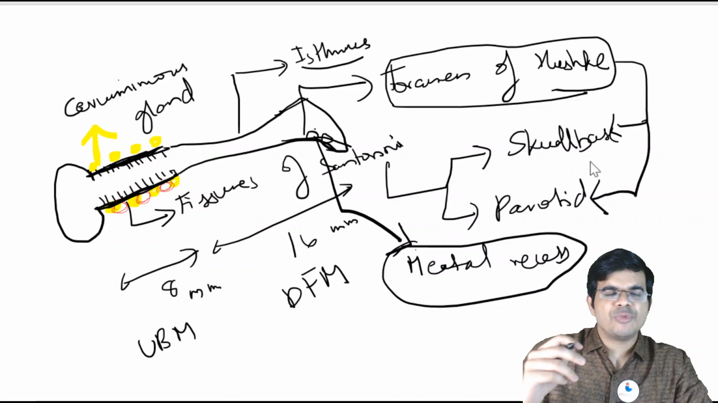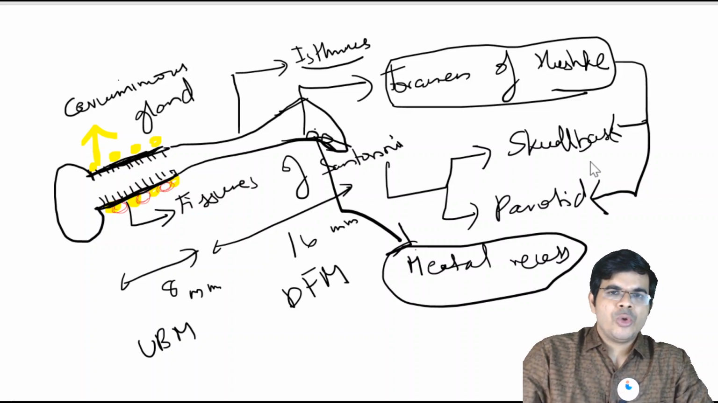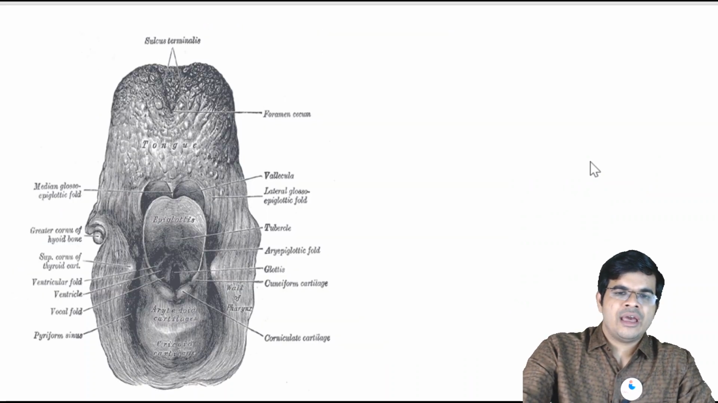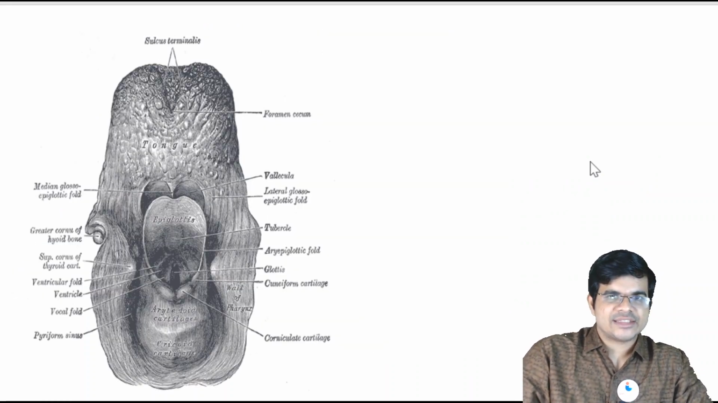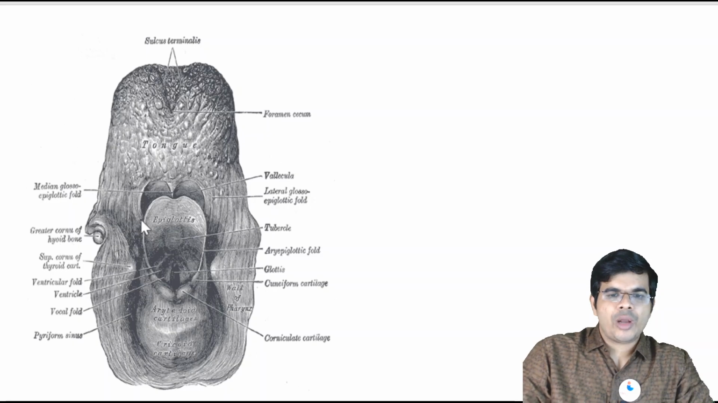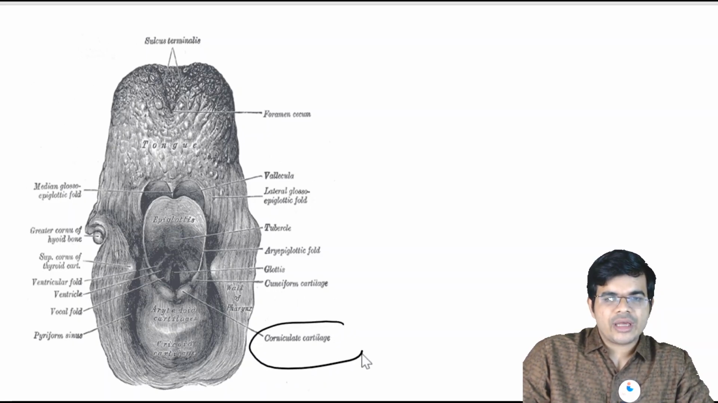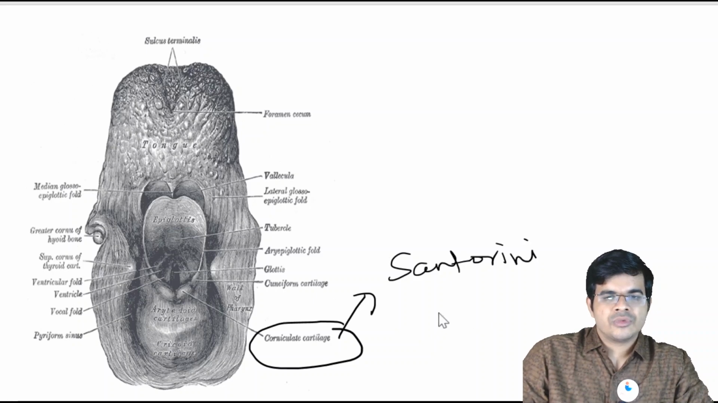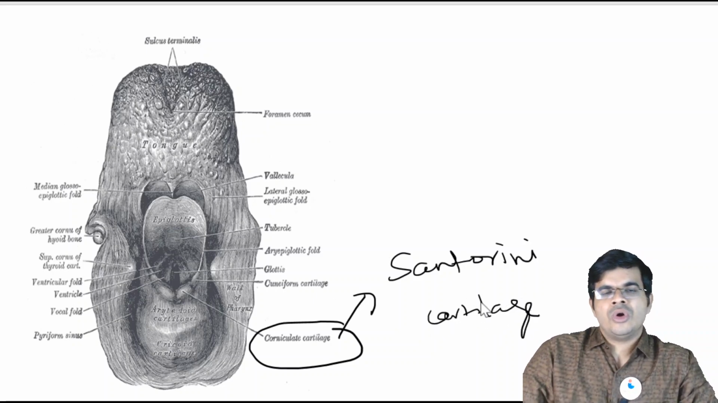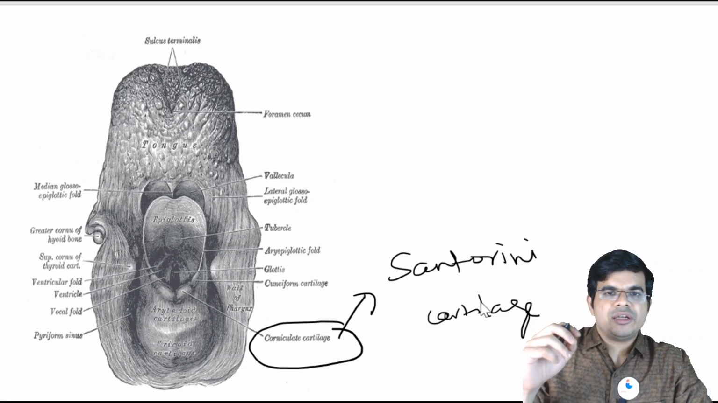I have been saying this word Santorini a lot. You might have heard about Santorini somewhere else. Where is it? Yes, it is in the anatomy of the larynx. I'll be talking about anatomy of larynx in the coming classes. For now, remember that the corniculate cartilage is also known as Santorini's cartilage. So that's why the term Santorini is important.